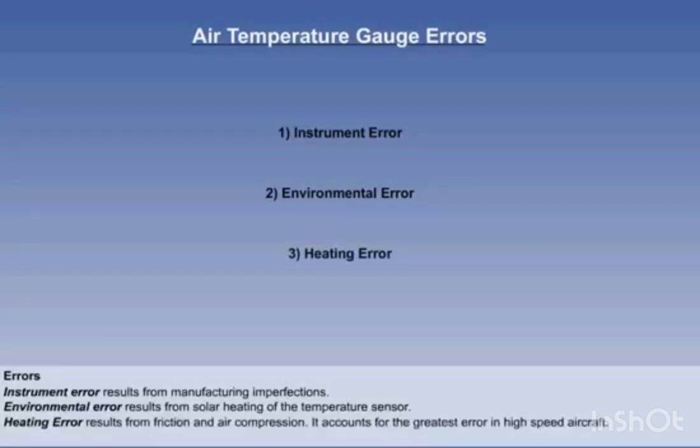And thirdly, we have heating error. We will recall from earlier in the lesson that the movement of the aircraft through the air will cause the air temperature to rise in the immediate vicinity of the aircraft. The rise in temperature is caused by friction or air compression as the aircraft moves through the air, and it accounts for by far the greatest error in high-speed aircraft. Low-speed aircraft are less affected by friction or air compression and are therefore less vulnerable to this type of error.